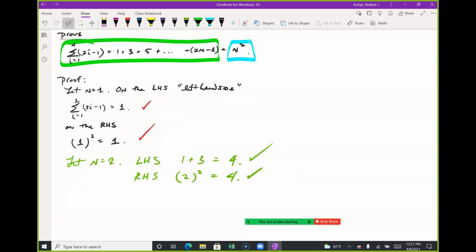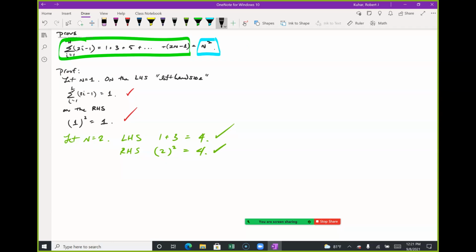So it works for 1, and it worked for 2. Let's check it for 3 without writing anything. The first 3 odds are 1, 3, and 5. 1 plus 3 plus 5 is 9. Is that 3 squared? Yeah. So it seems to work every time.